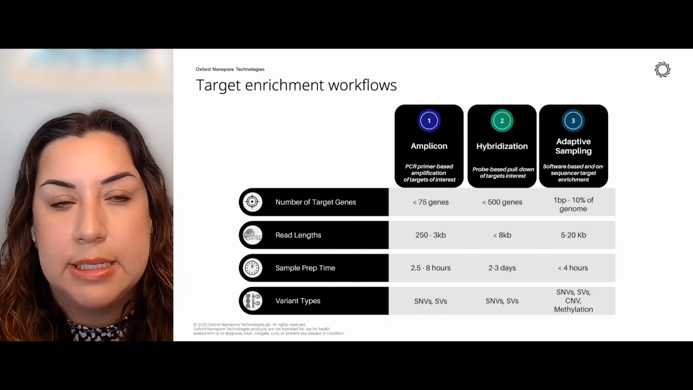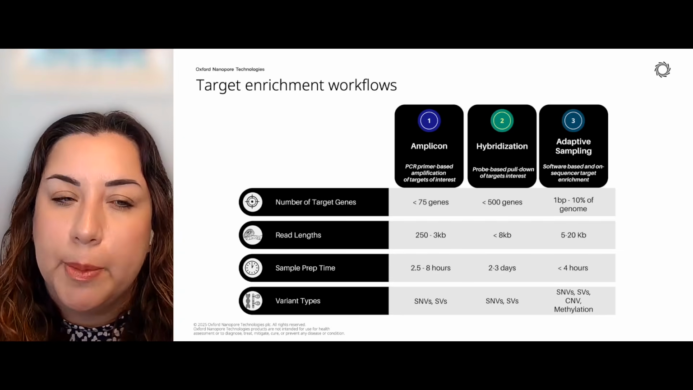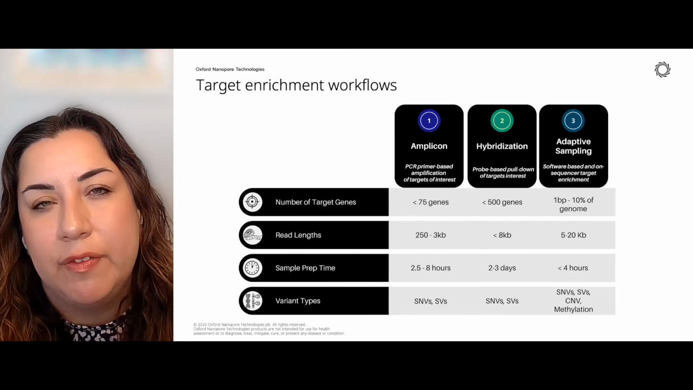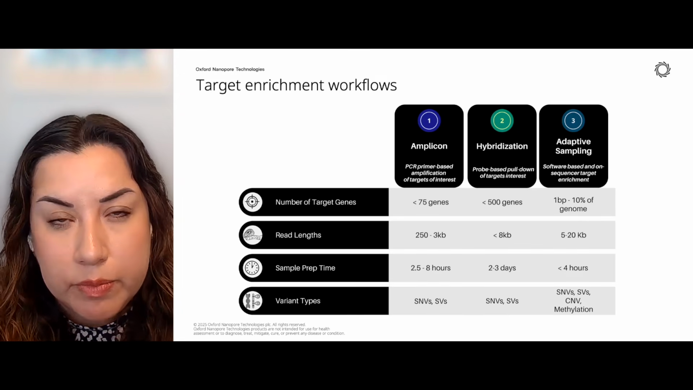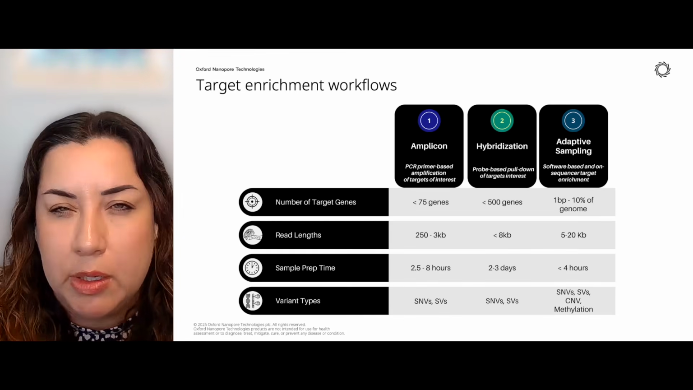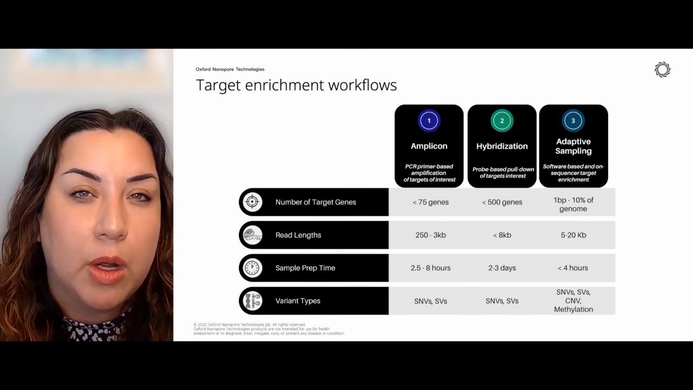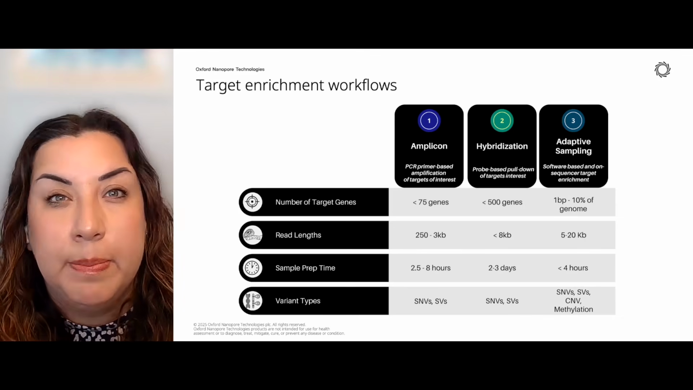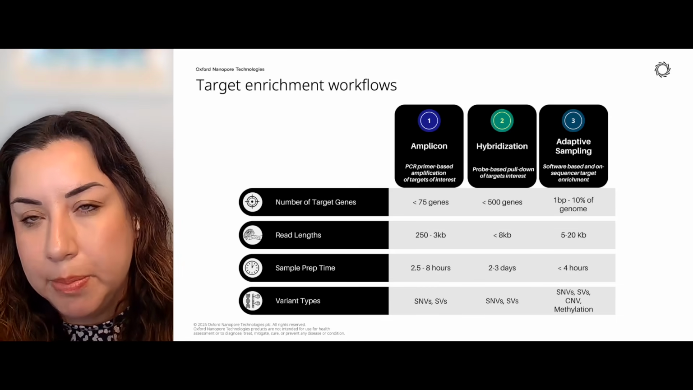There are amplicon-based workflows, which are primer-based amplification of the targets of interest. They tend to be smaller panels, have relatively quick workflows, anywhere between 2.5 and 8 hours, and have a limited number of variant types that they can produce. Conversely, you have hybridization workflows. These are probe-based, primarily biotinylated probe-based pull downs for your regions of interest. These do tend to be much larger panels, in the 500, even 750 genes, but they are quite long, often cumbersome workflows that can take 2 to 3 days to complete.